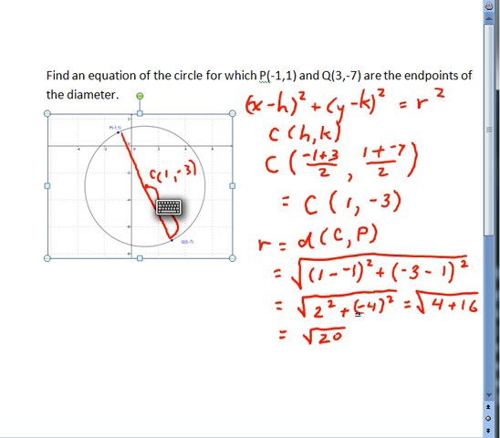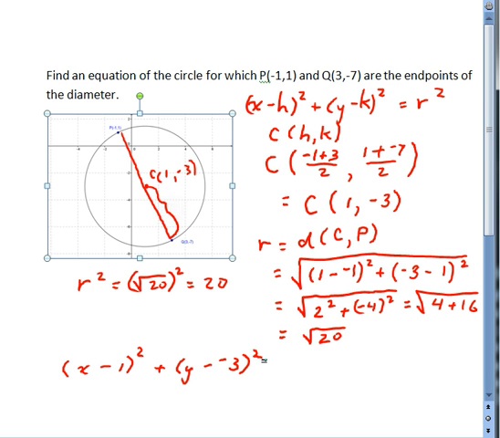Since r is equal to the square root of 20, r squared will equal the square root of 20 squared, which is 20. This means we're ready to give the equation now. It will be (x - 1)^2, since the h is 1, plus (y - (-3))^2, since the k is -3, equals r squared, which is 20.